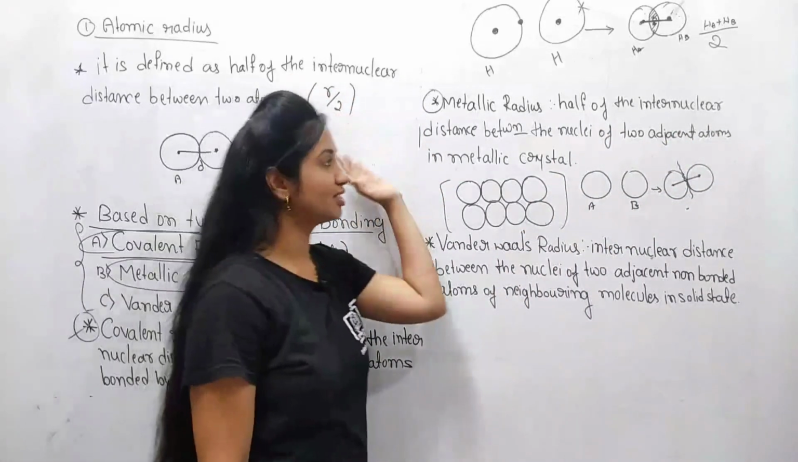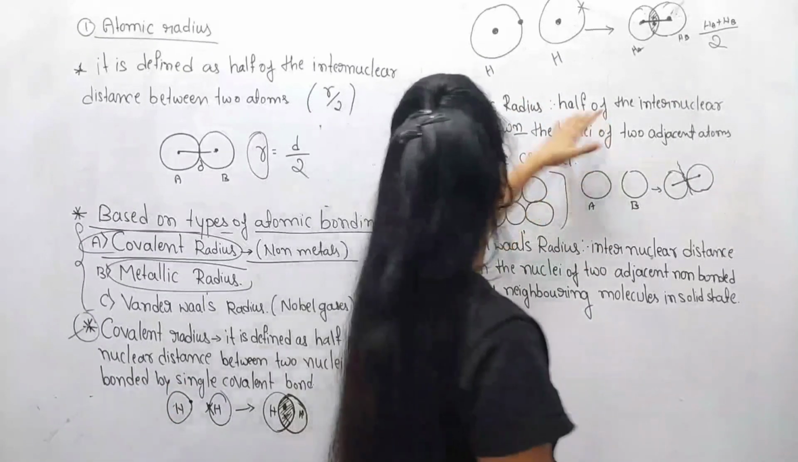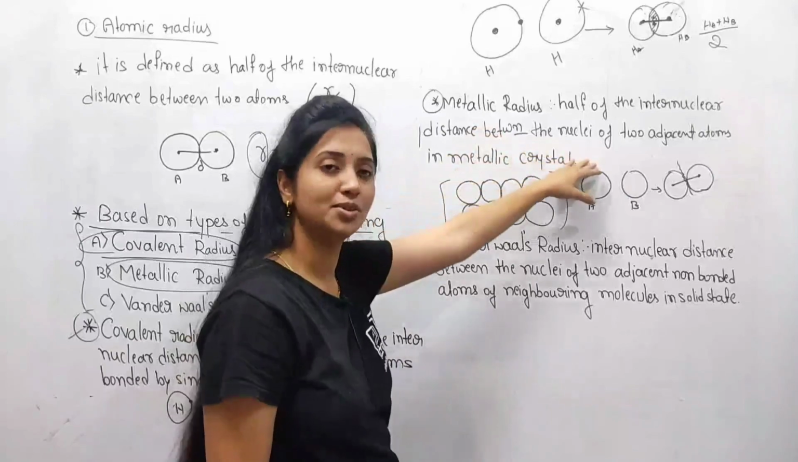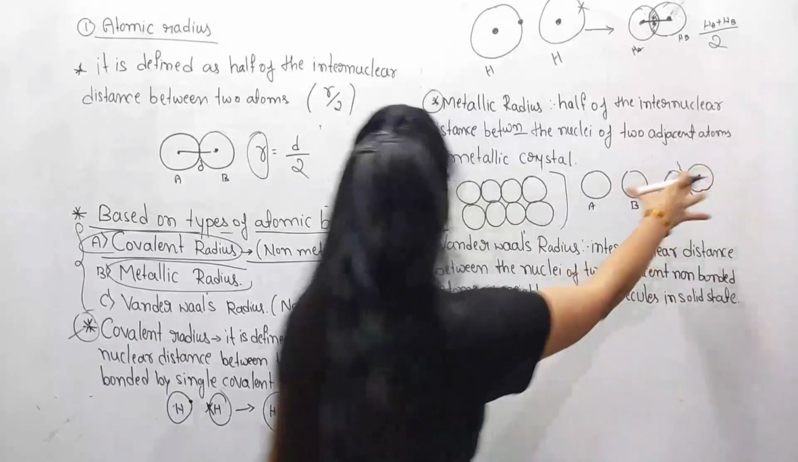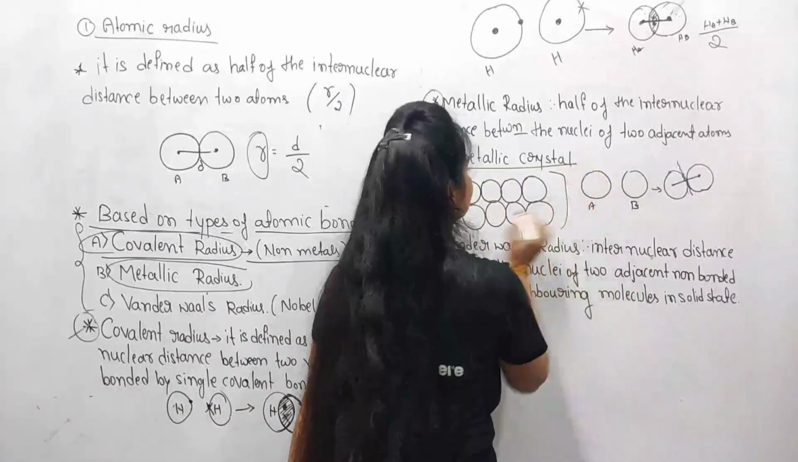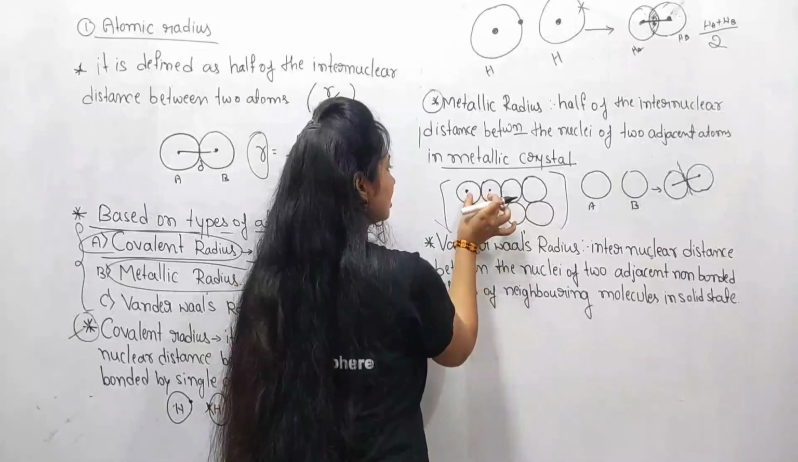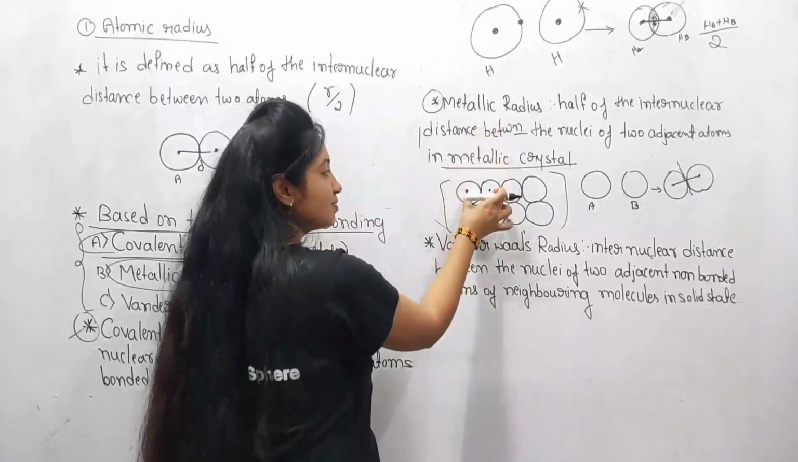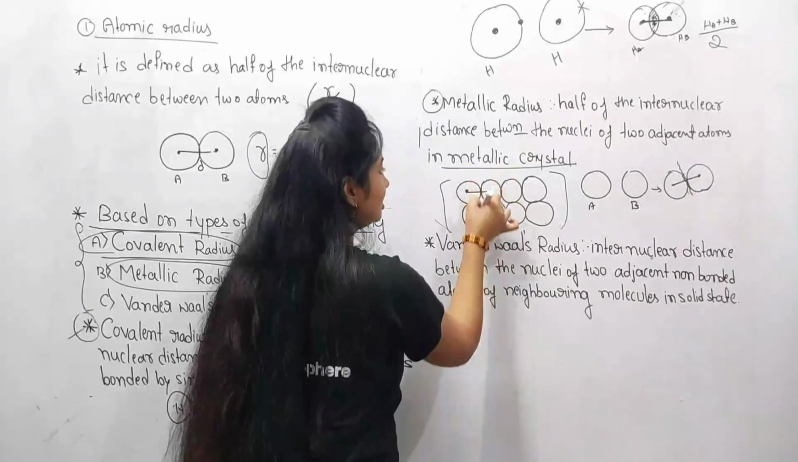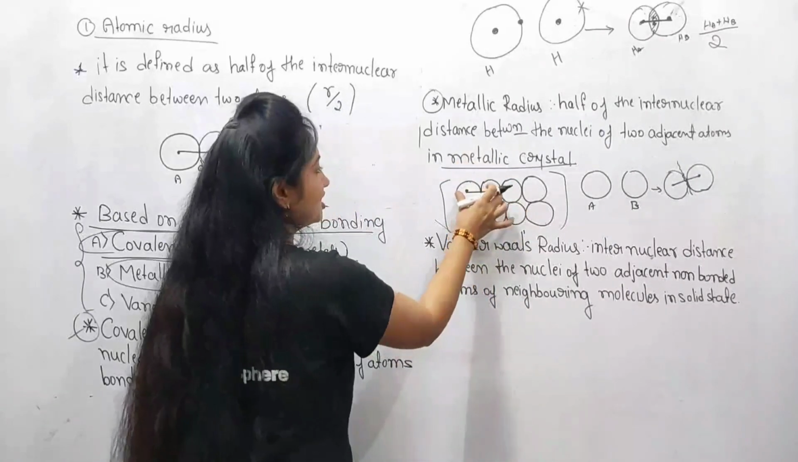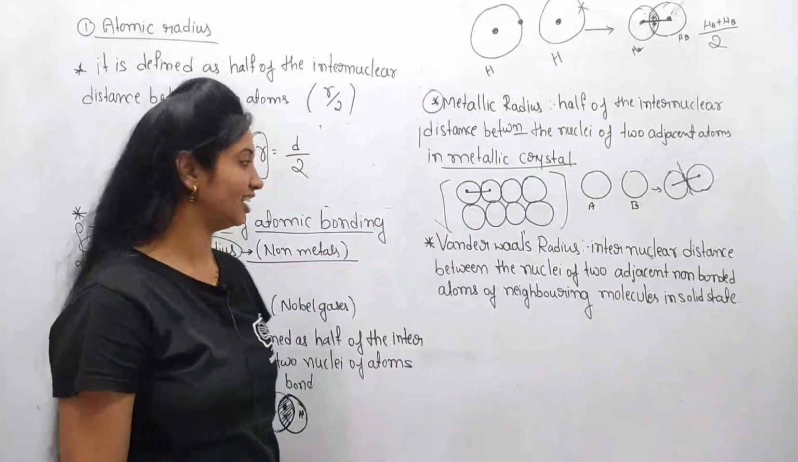Just I wish to read this definition. Metallic radius: half of the internuclear distance between the nuclei of two adjacent atoms. So these are the two adjacent atoms in a metallic crystal. So this is the metallic crystal. So these are the two adjacent atoms, and we take half of the internuclear distance of these atoms. So this is known as the metallic radius.